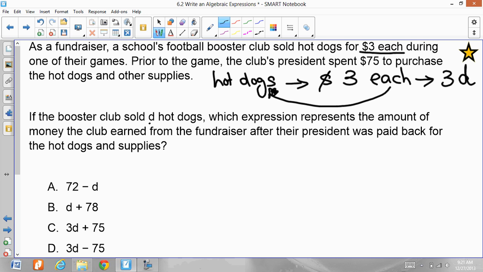D stands for the hot dogs. Which expression represents the amount of money the club earned from the fundraiser after the president was paid back for the hot dogs and supplies? The money that you're collecting is going to be 3D. Now remember, you have to pay the president back because he paid the $75 out of his pocket. So remove the $75 and give it to the president, and the remaining money is how much money you're going to collect. And in this case, the answer choice will be D.